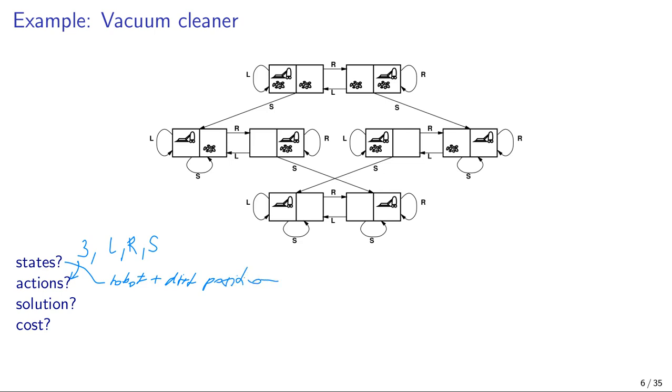And again, as usual, the solution is a sequence of actions. Looking for a sequence of actions that yields a goal, which is here the completely clean room. Okay, and again, the cost is quite natural. The number of movements of the robot, so I can optimize for the robot energy, for instance.